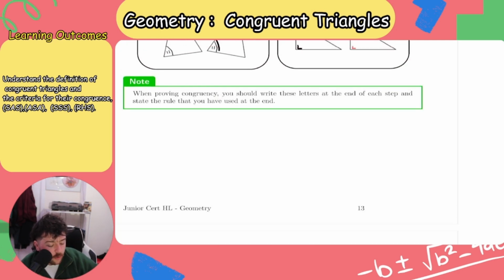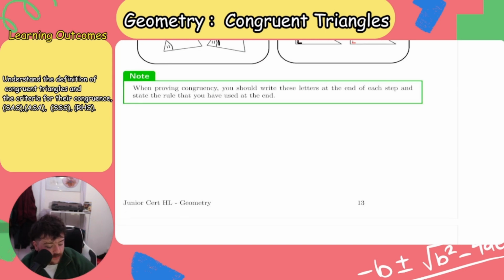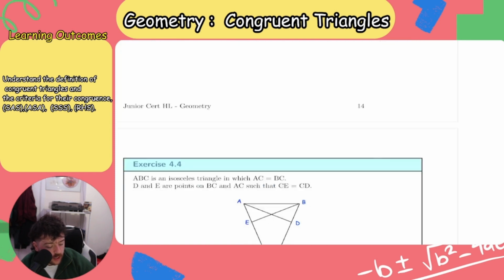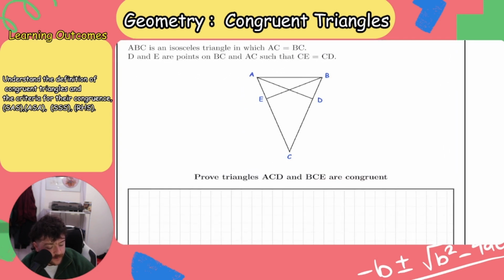It's really important when we're proving congruency: if we want to prove two shapes are congruent, we need to write down our steps, and then write down our congruency rule at the end of it. What do I mean by that? I will show you some examples here.